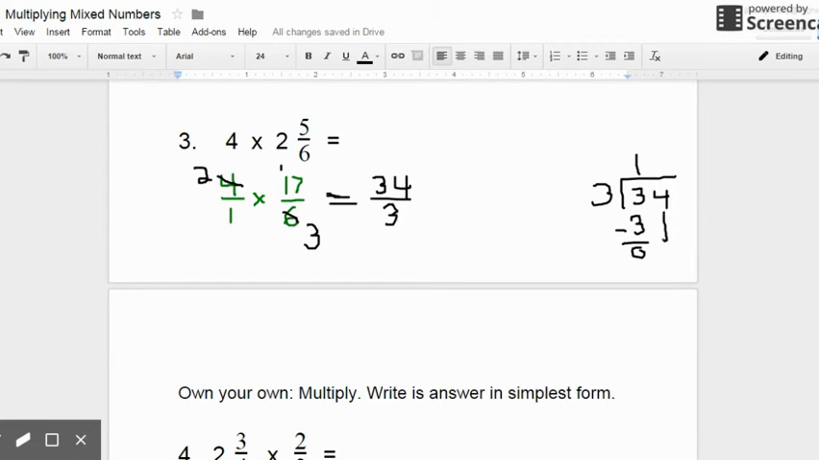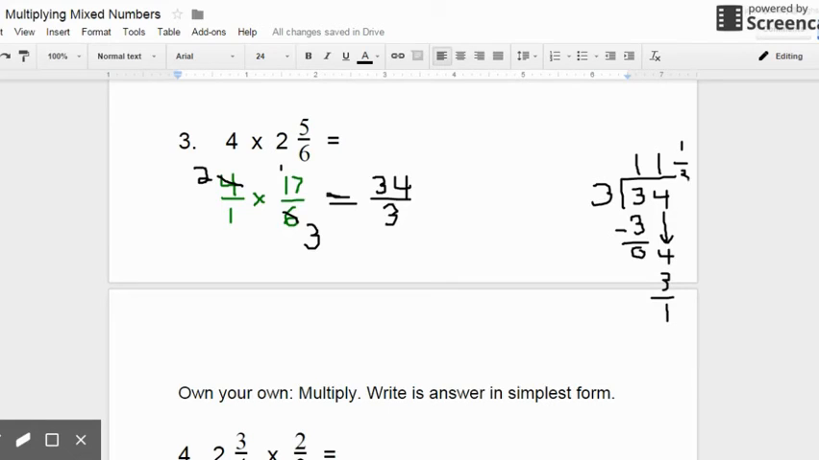We bring down the 4, and we ask ourselves, how many times can 3 go in the 4? It's also once. We do the subtraction, and now we get 1. We know that 1's okay because it's smaller than the 3, smaller than our divisor. So we know we have the part now.